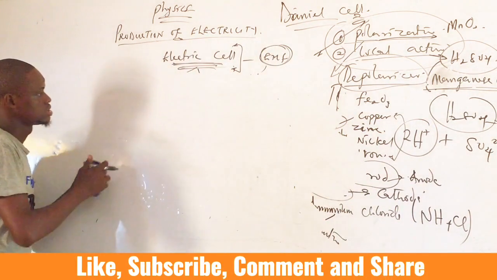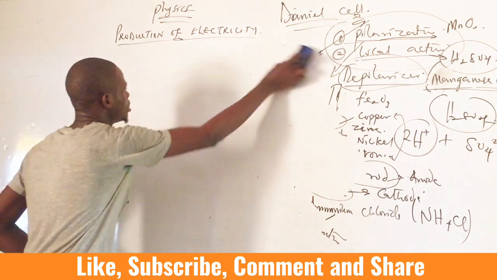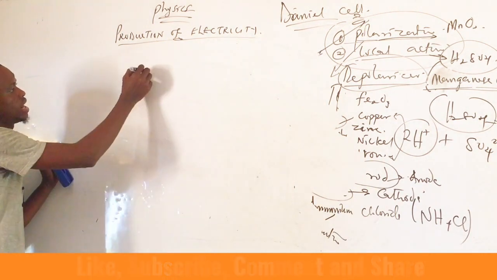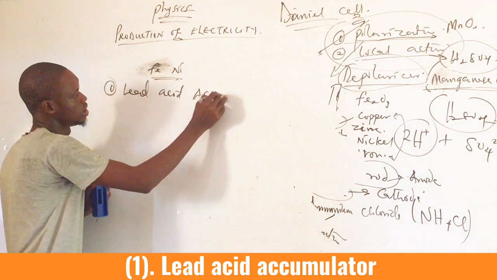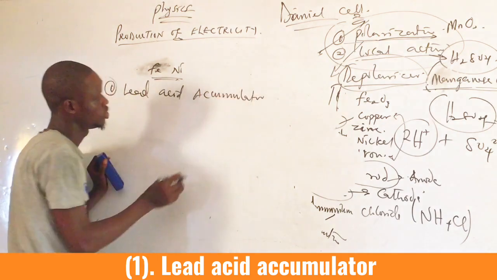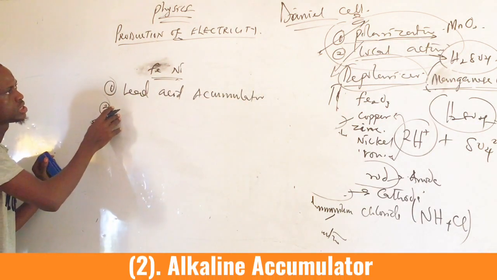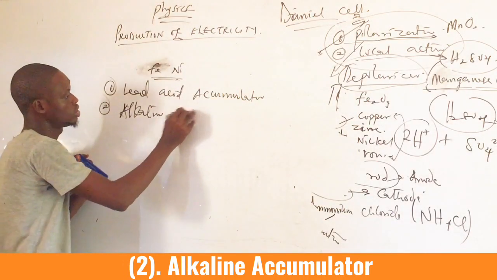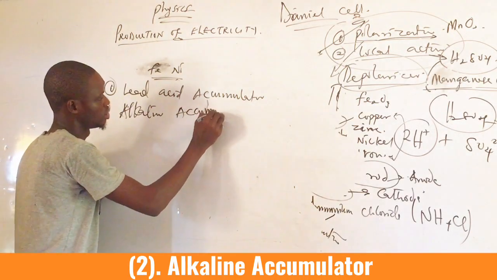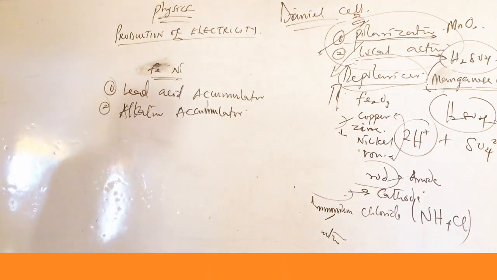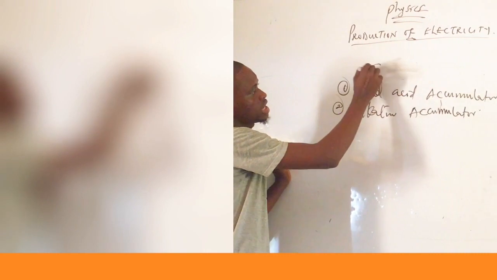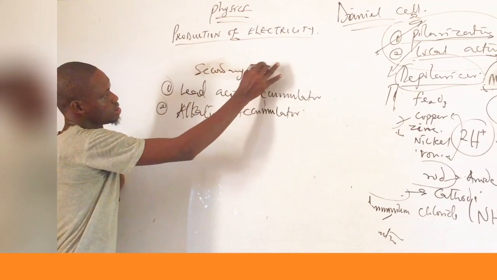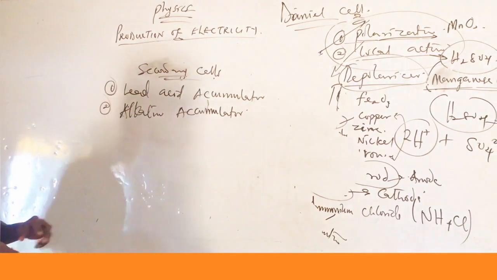Now, we can use one, the lead acid accumulator, and number 2, the alkaline accumulator. We can use the lead acid accumulator, and we can also use the alkaline accumulator. Now these are the 2 major types of secondary cells that we have. Please take notes. These are the 2 major types of secondary cells.